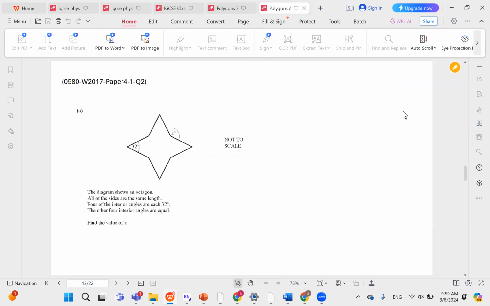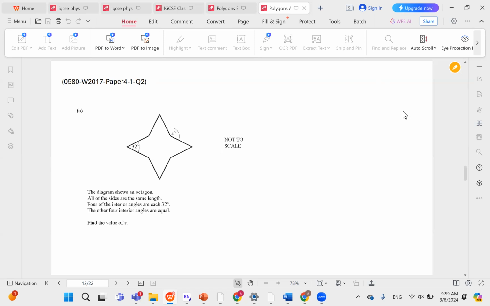The diagram shows an octagon. All of the sides are the same length. 4 of the interior angles are each 32. The other 4 interior angles are equal. Find the value of x. Of course, this is not a very direct question, requires some thinking, but no problem. In order to get the angles in the octagon, we need to figure out what the given information is.